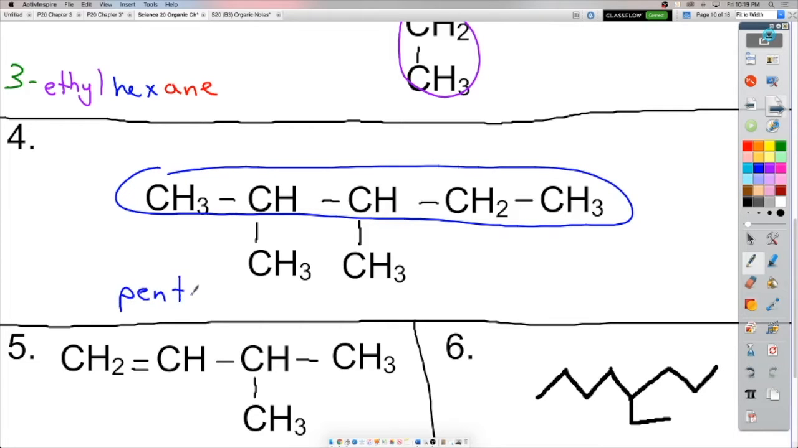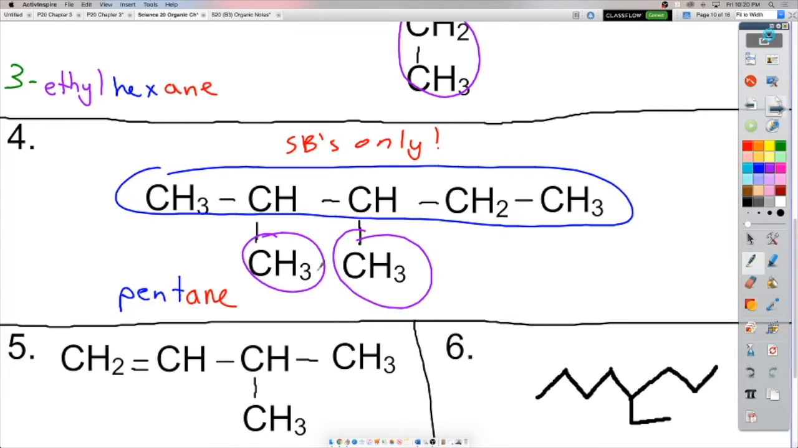Okay. Any double or triple bonds? I don't see any. Single bonds only. Okay, so that means pent ends in ane, pentane. Now, we've covered the 5 carbons. We've covered the single bonds only. We've got to think about branches.